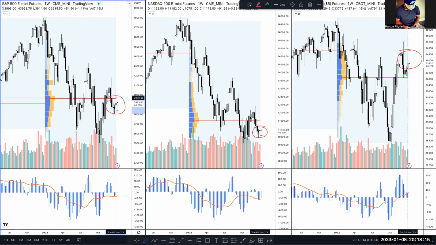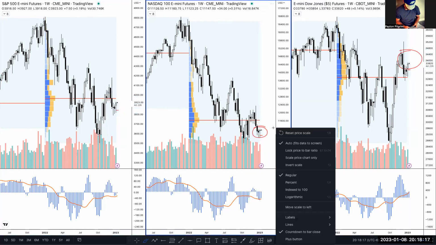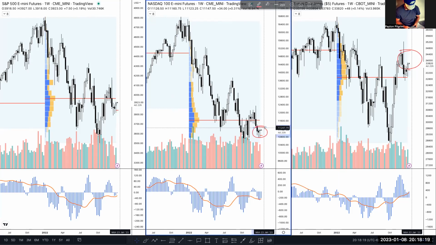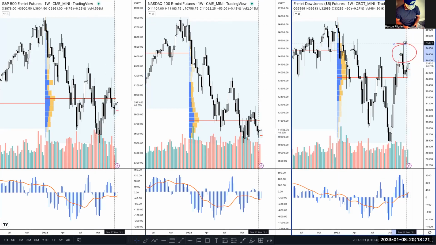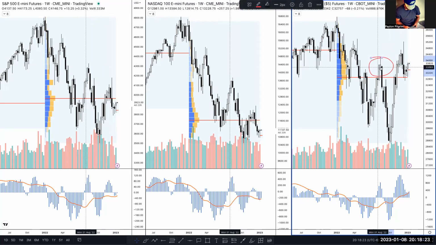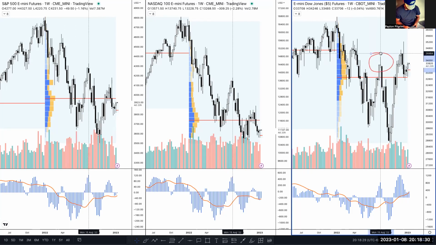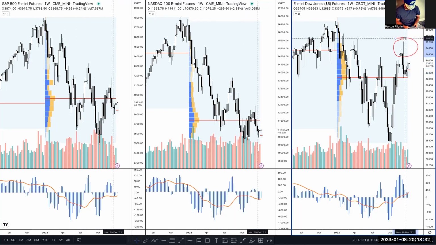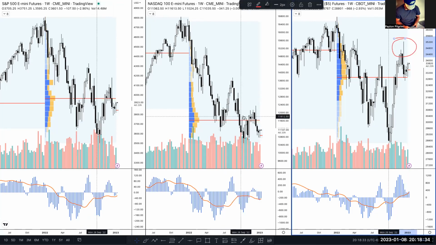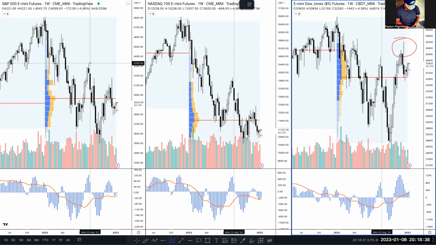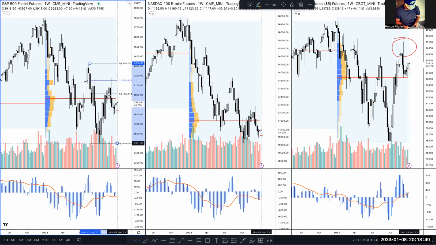So we also can see that the Dow made a new high off this structure right here. You can see that the line shows up on all the charts. This structure right here was broken. These weren't even close to it. In fact, this one hit the 78.6 perfectly and reacted.